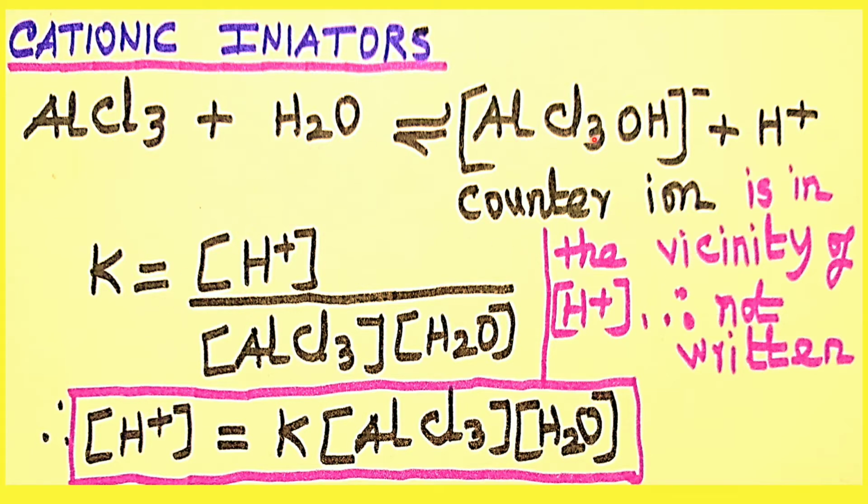The equilibrium constant for this reaction step is given as follows: K equals the concentration of H plus divided by the concentration of AlCl3 and the concentration of water. The counter ion is always in the proximity of the ion, therefore it is not written. Therefore, the concentration of H plus ion, which initiates the cationic polymerization reaction, is equal to the equilibrium constant times the concentration of aluminum chloride and water.